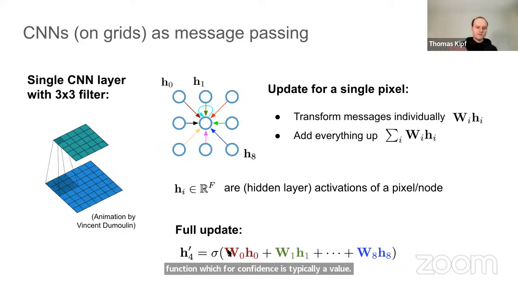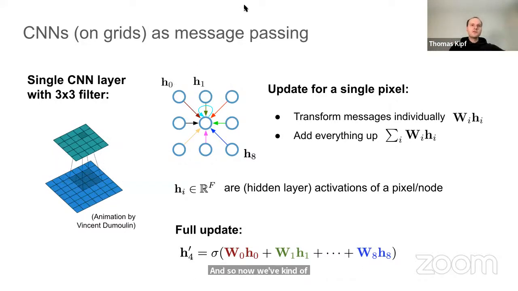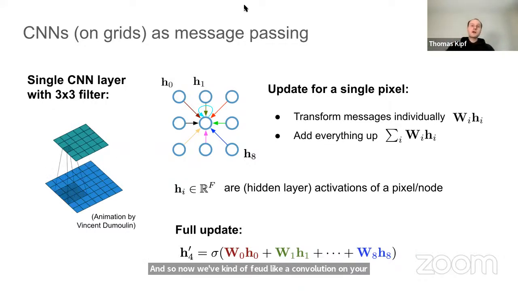So just one of the simplest nonlinear activation functions. And so now we've kind of viewed a convolutional neural network as message passing on a graph. And then going from there to an overall message passing framework is a relatively small step. And that's what we're going to do next.